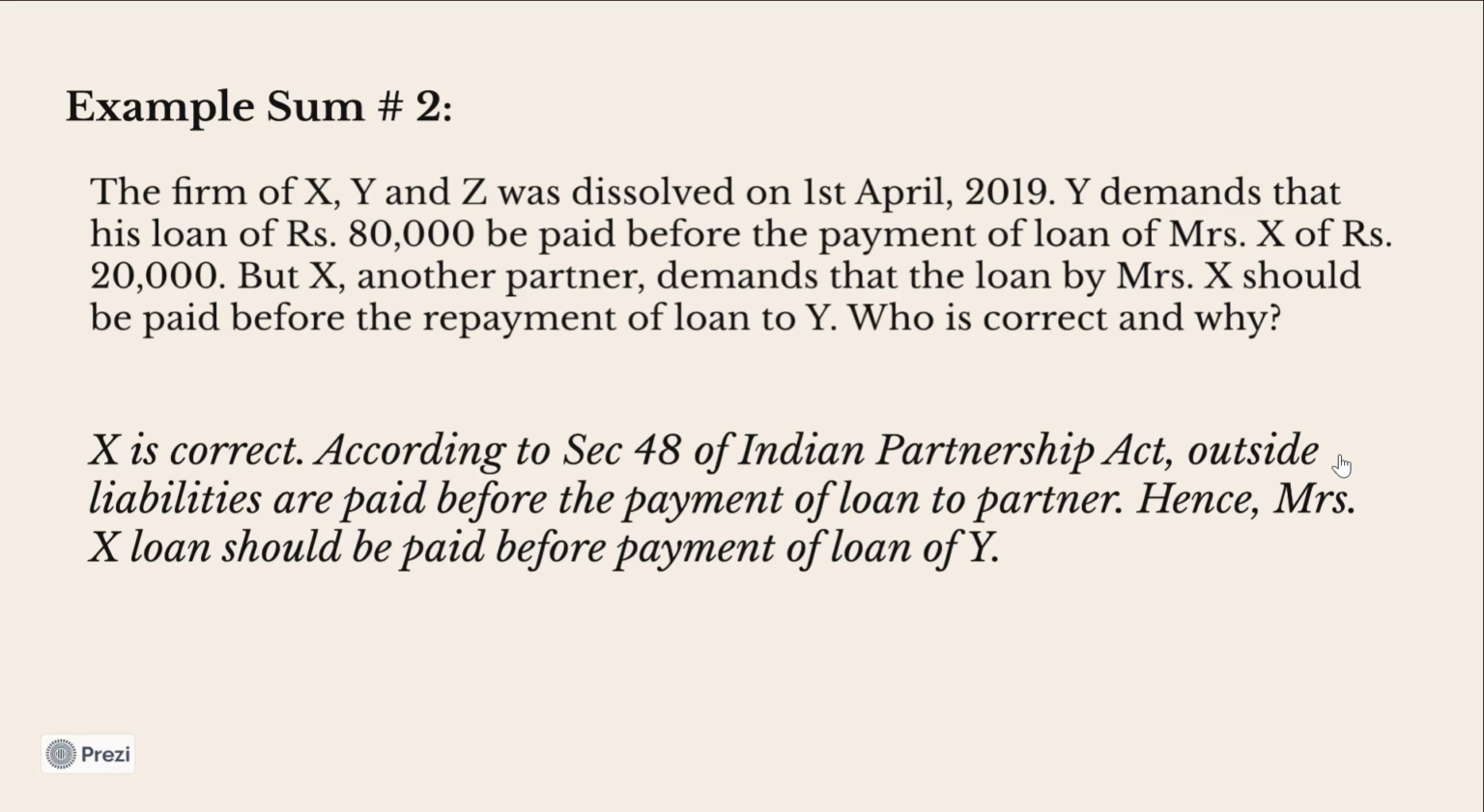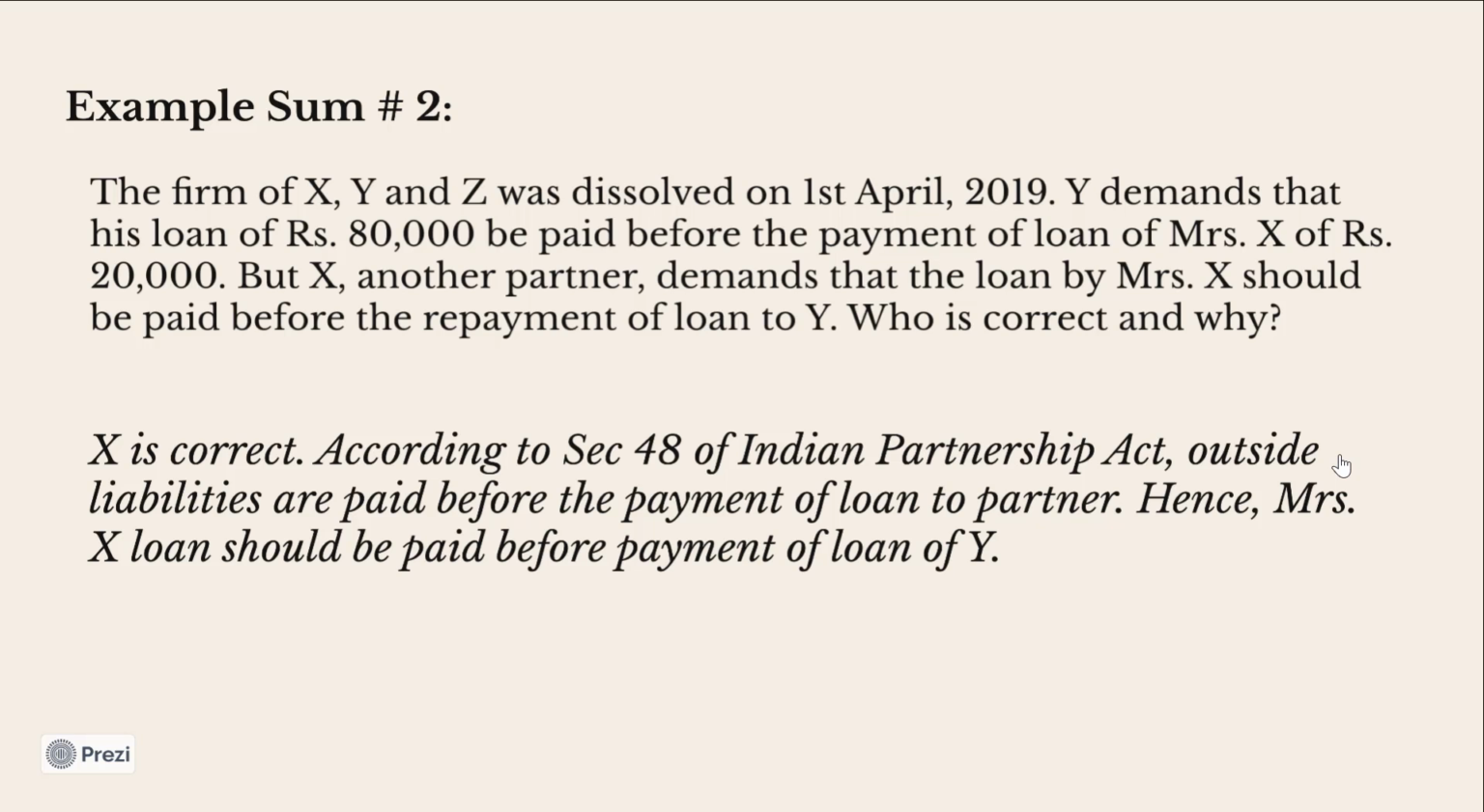Second example sum. The firm of X, Y, and Z was dissolved on 1st April 2019. Y demands that his loan of rupees 80,000 be paid before the payment of loan of Mrs. X of rupees 20,000. But X, another partner, demands that the loan by Mrs. X should be paid before the repayment of loan to Y. Who is correct and why?